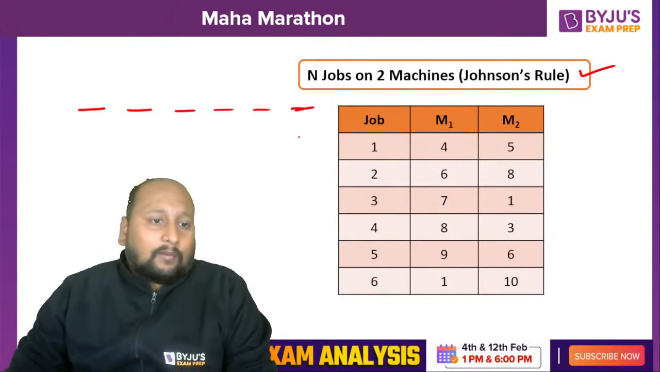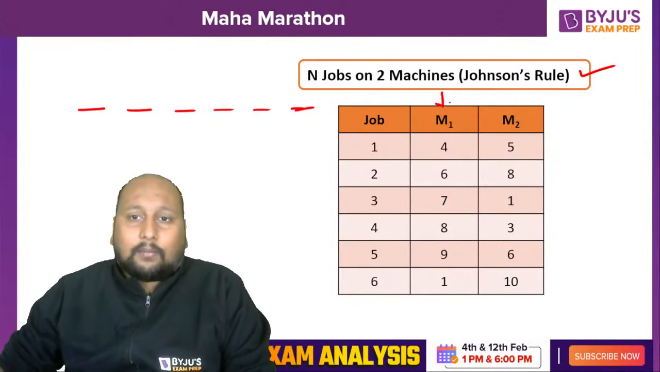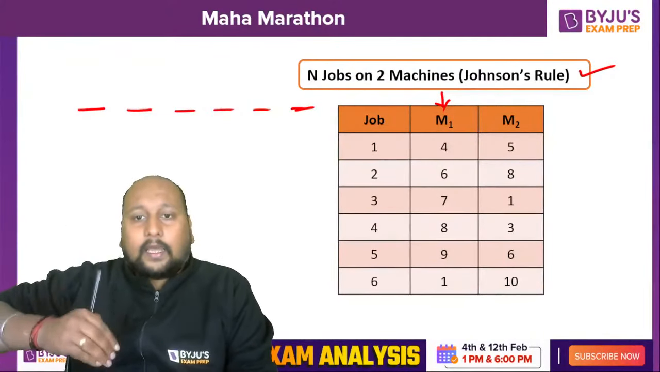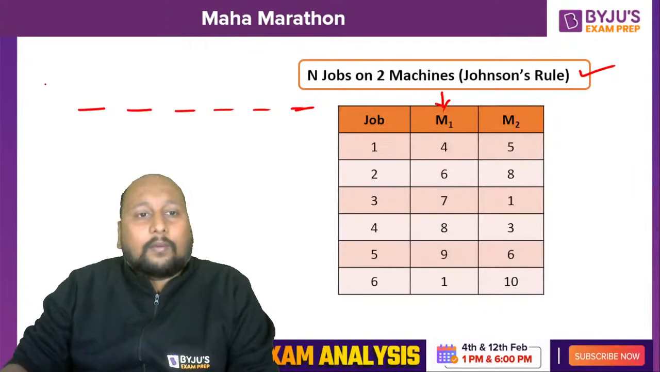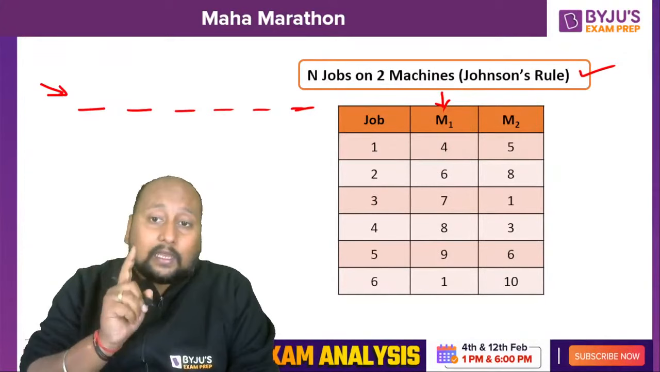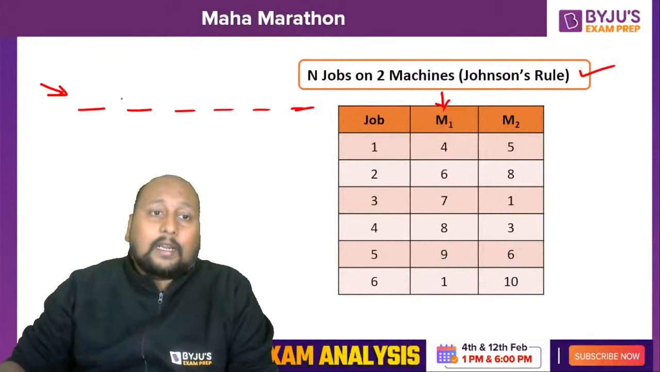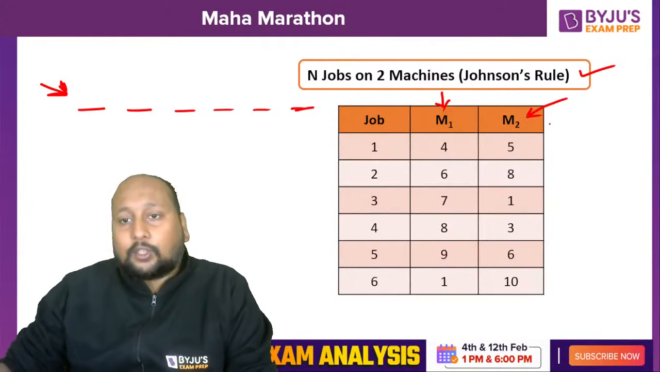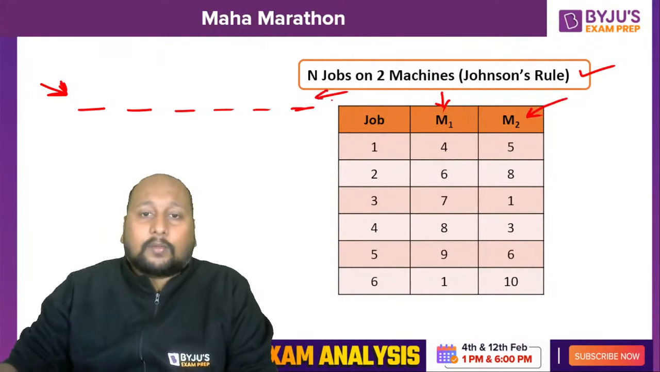If the minimum value lies in machine number 1, then you have to allocate from the left-hand side. Remember, if the minimum value is lying on machine number 1, allocate from the left-hand side. If it is coming in machine number 2, allocate from the right-hand side.